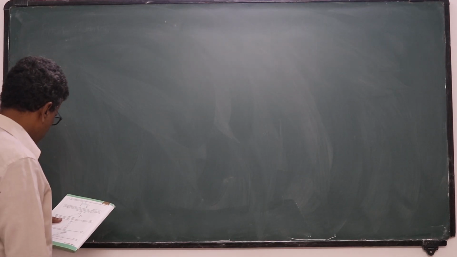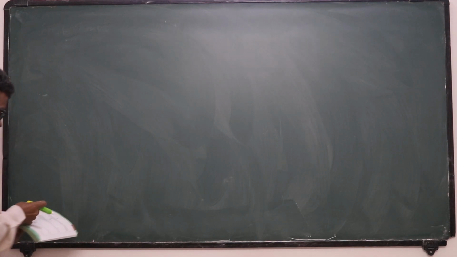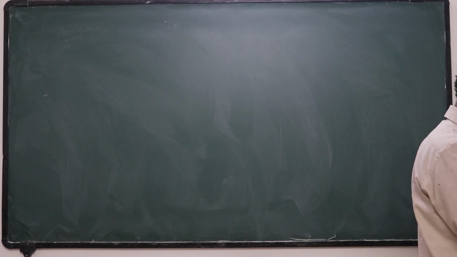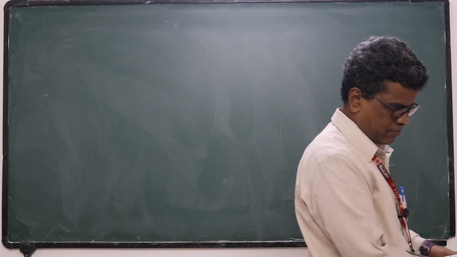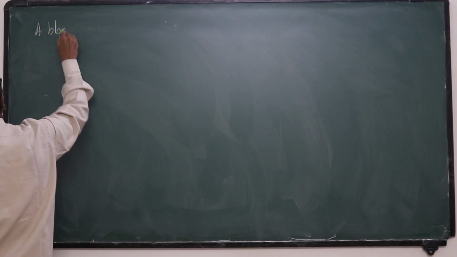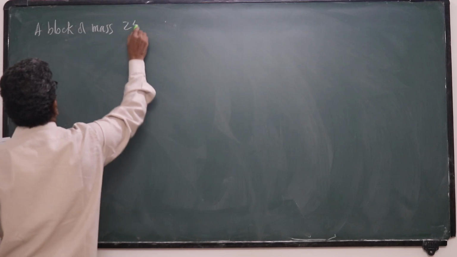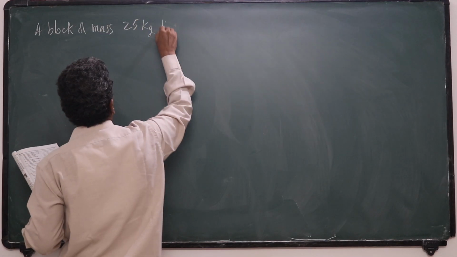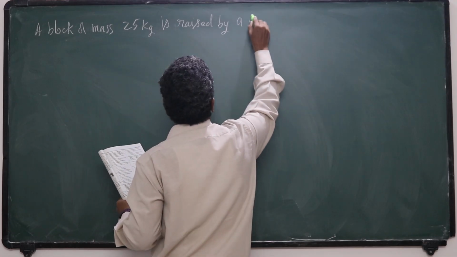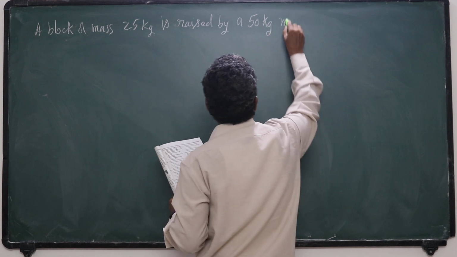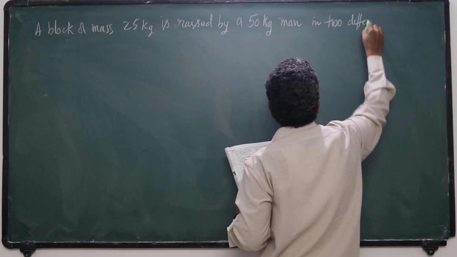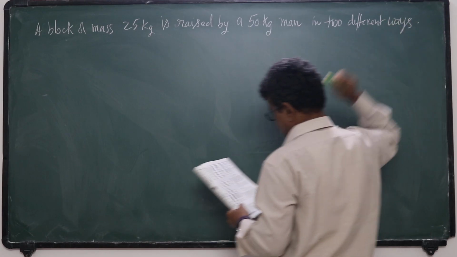So next one. You take this example. A block of mass 25 kg is raised by a 50 kg man in two different ways, as shown in the figure.